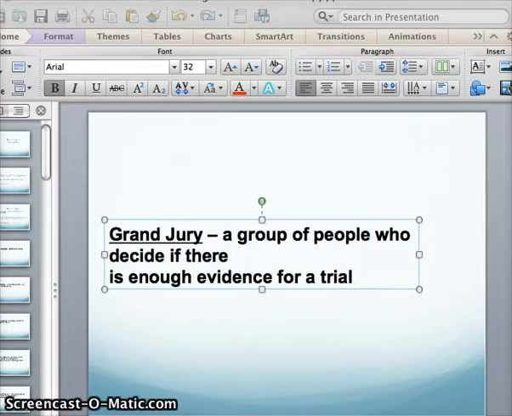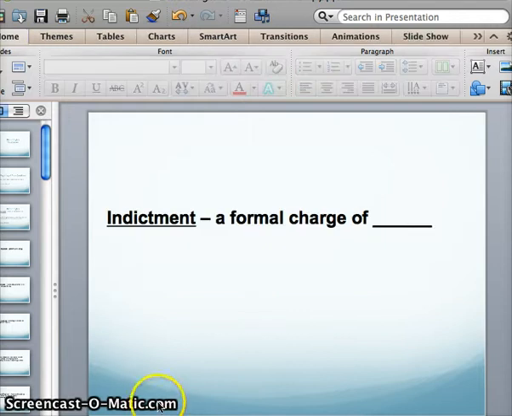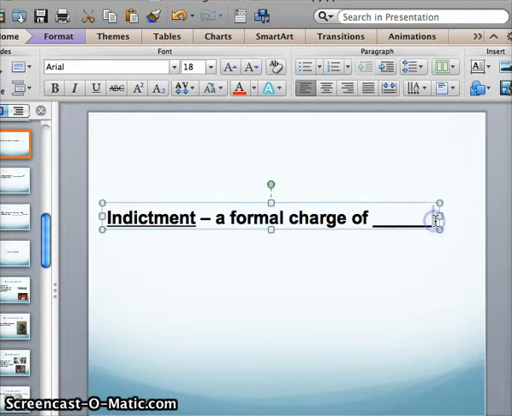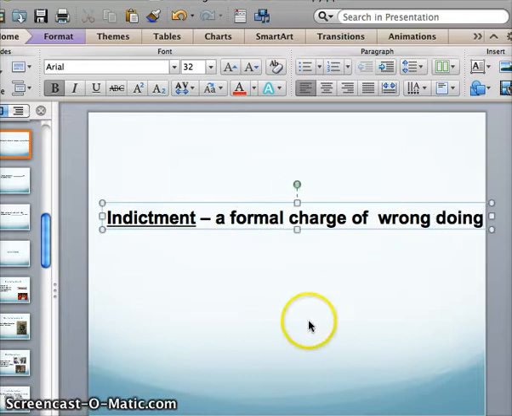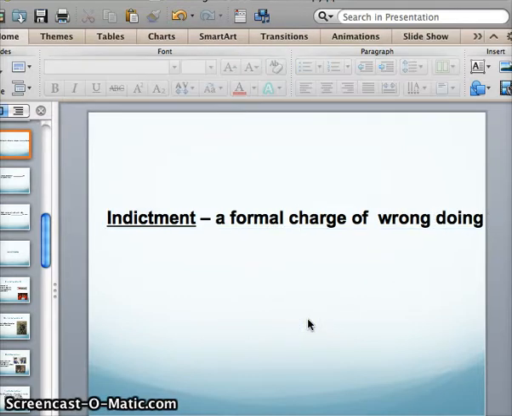If the grand jury believes that there's enough evidence for a trial, they issue an indictment. An indictment is a formal charge of wrongdoing. It's different than an impeachment. An impeachment is a formal charge of wrongdoing against a government official, like the president or a vice president, a judge. An indictment is a formal charge of wrongdoing against a regular citizen.